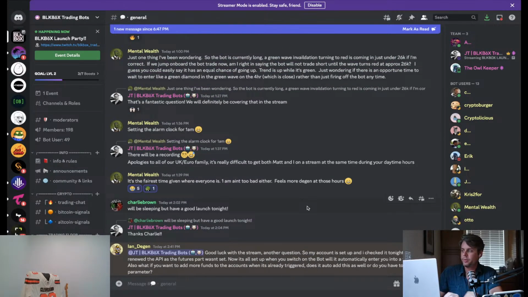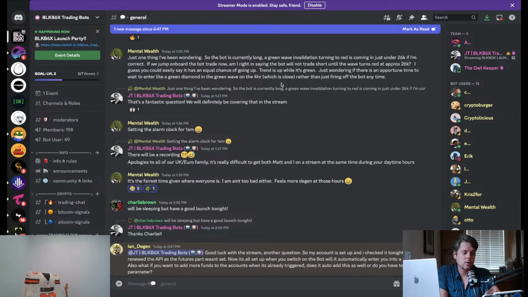Okay, so a few people asked questions in the Discord. Just one thing I've been wondering. The bot is currently long, a green wave in validation turning to red just under 26K. If we jump on board the bot to trade now, am I right in saying that the bot will not trade short until the wave turns red? That is correct. The bot will only take a short signal when the short signal comes in. So until the wave turns red, it's not going to go short. And the inverse is true as well. Trend is up while it's green.